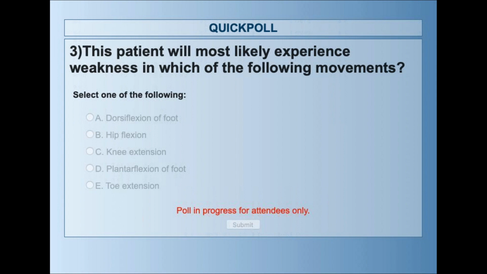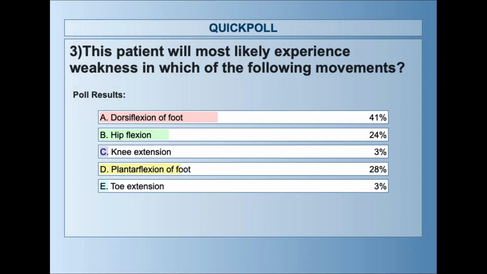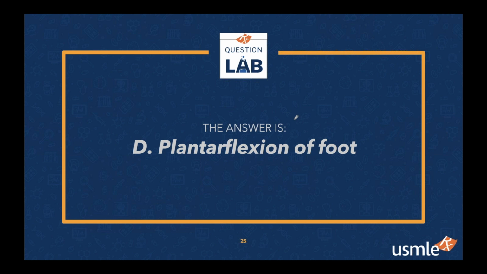All right, let's take a look and see what all of you selected. 41% of you selected dorsiflexion of foot. In second place with 28%, we had plantar flexion of foot, and 24% of you selected hip flexion. So let's take a look and see what the correct answer is. And the correct answer is D, plantar flexion of foot, and 28% of you got it right. So let me hand it off to Paris so we can all become masters of this topic. Paris.